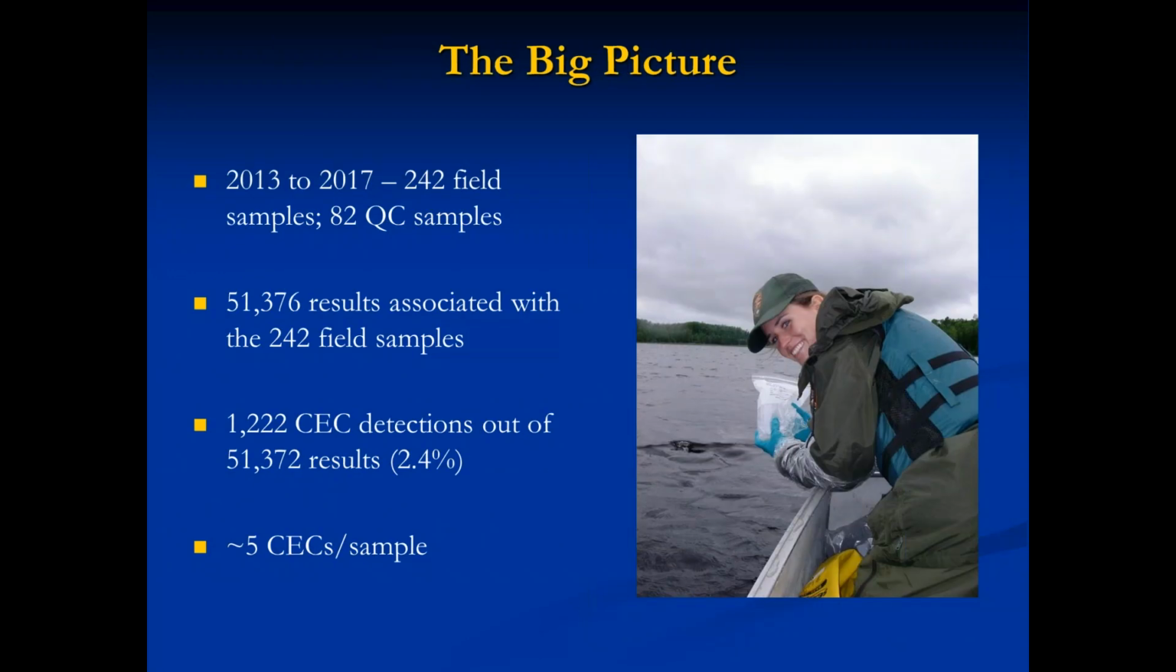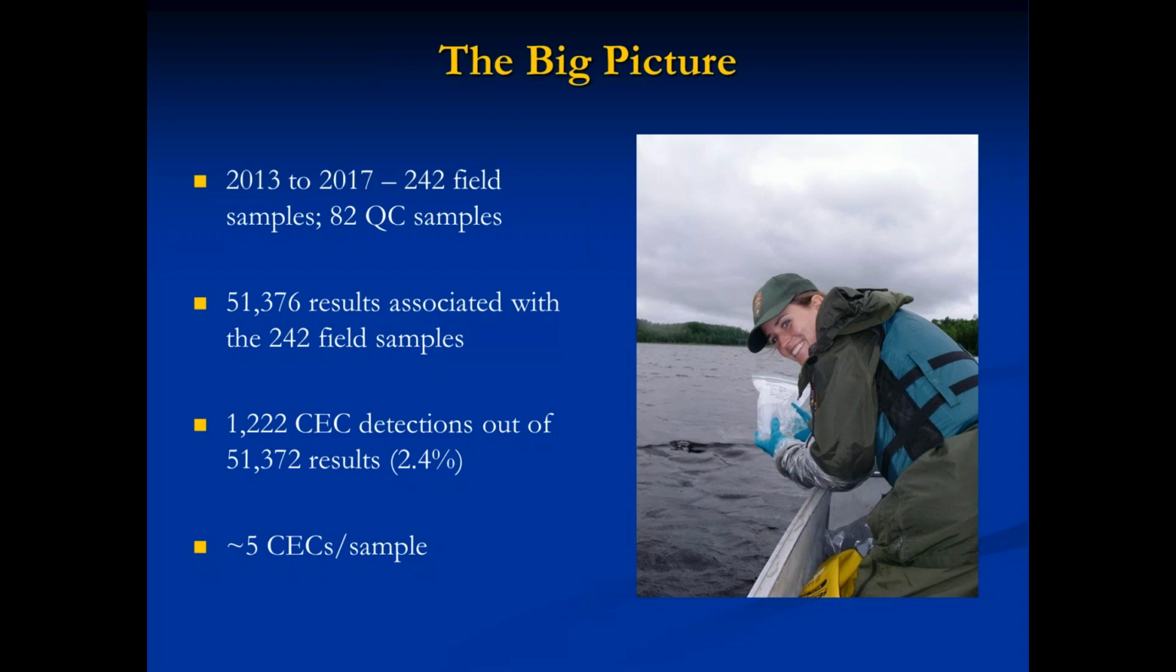So the big picture across all 5 of those years was that we collected 242 field samples. There were a number of quality control samples, both field and lab, associated with them. Out of those 242 field samples, we have the potential, at least, for over 50,000 unique results. But out of those 51,372 potential results, we actually detected contaminants in just over 1,200 of them. So about 2.4% of the time. If you look across all the samples, we're averaging roughly 5 contaminants per sample.